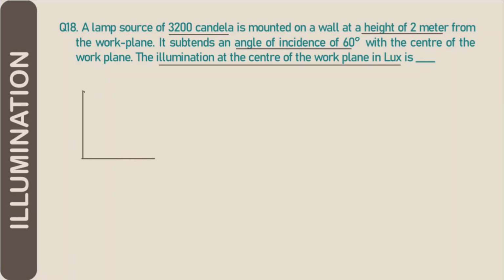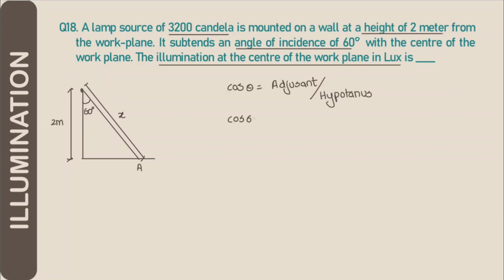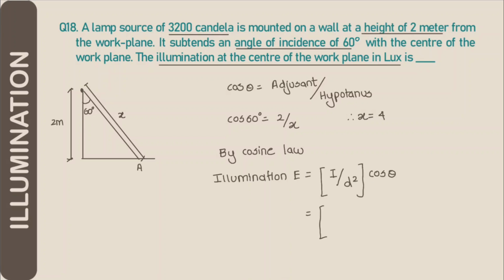So let's consider that this is the lamp which is placed and it is incident at this point on the work plane at an angle of 60 degrees. The height of the lamp is given as 2 meters. So firstly we have to calculate this x. So cos 60 is equal to adjacent upon hypotenuse, which is 2 upon x, which gives us x as 4. By cosine law, illumination E is equal to I by d square into cos theta. So substituting all the values, we get that the illumination at the center of the table will be 100 lux.